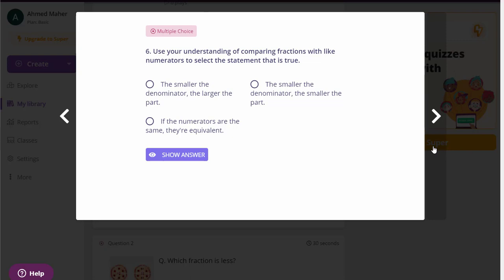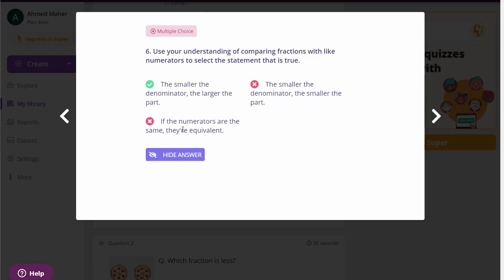Okay. Hazem. The smaller denominator is the larger part. Great. Thank you, Hazem. Great work. So, my heroes, the question wants us to say which one of these sentences is correct when we compare two fractions with the same numerator. And of course, the correct answer is the smaller the denominator, the larger the part.